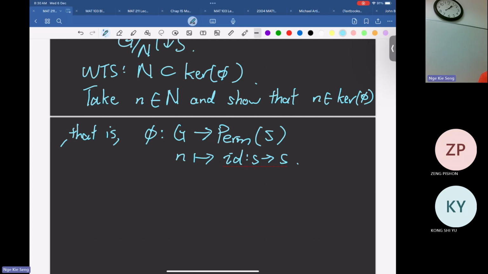So n is in N, right? Observe that n defines the same coset as the identity, n defines the same coset as the identity times N.